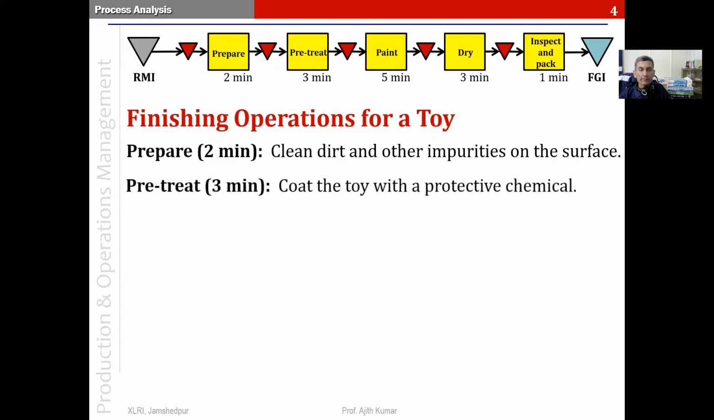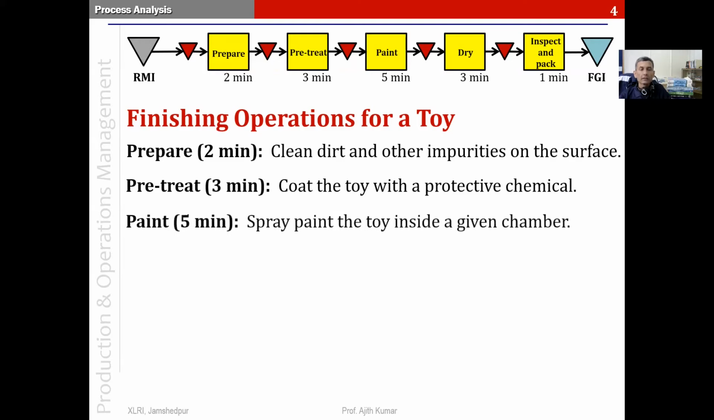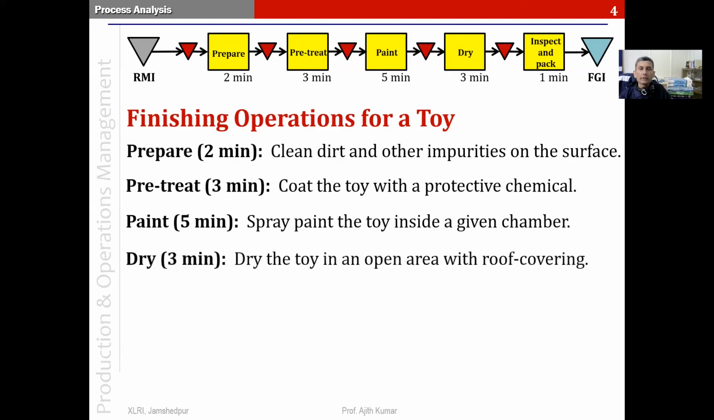The pre-treat step coats the toy with a protective chemical, takes about 3 minutes. The paint step spray paints the toy inside a given chamber, 5 minutes. The dry step dries the toy in an open area with roof covering, 3 minutes. And inspect and pack happens in the finishing area, which takes 1 minute per unit of the toy.